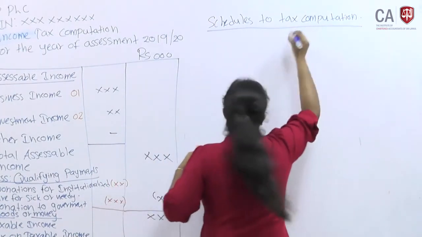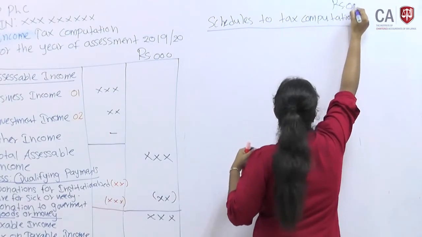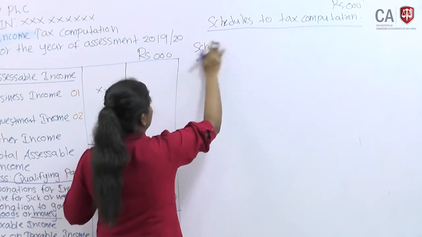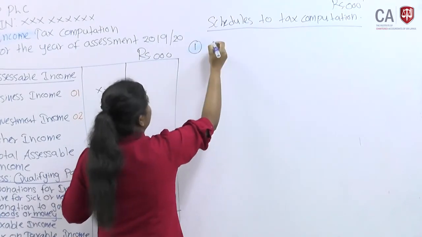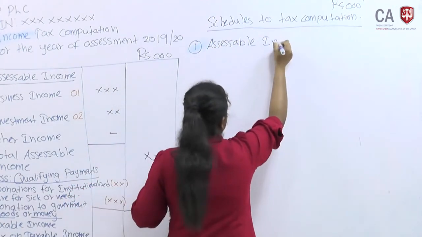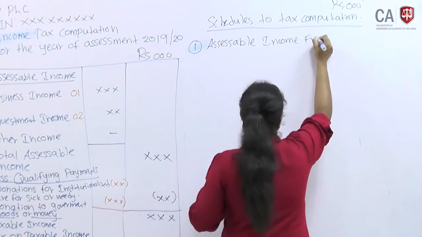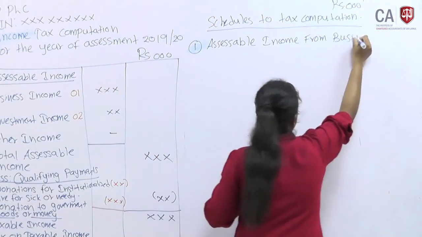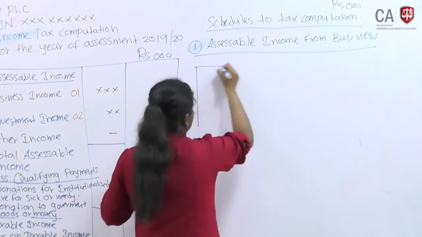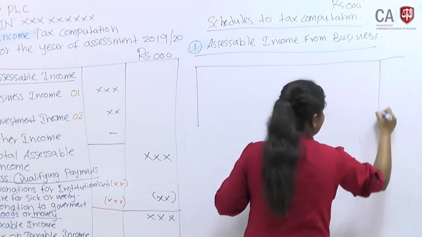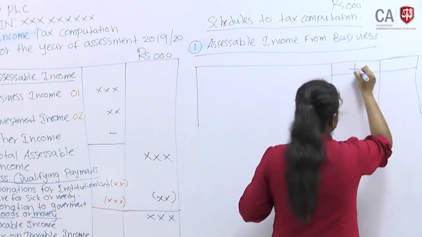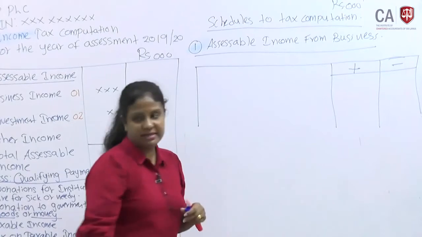Under that, again this is rupees, so LKR thousands, and under that schedule 1, the assessable income from business. Assessable income from business. In that, plus minus. This is the format.